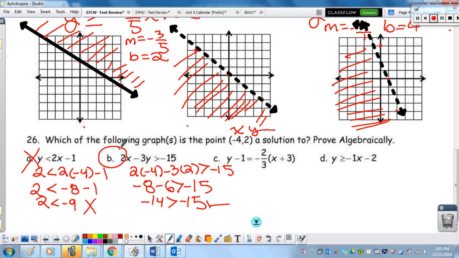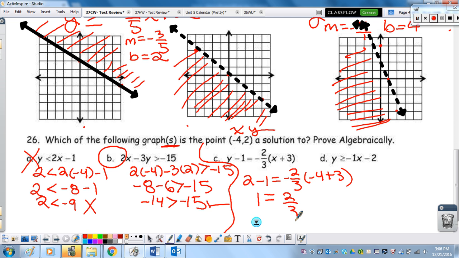Now we cannot just say that we're done because it says which of the following graphs. There could be more than one. So what you gotta do is go on to letter C. Okay? So 2 minus 1 is equal to negative 2 over 3, parentheses negative 4 plus 3. So we substitute it in. So when you get it, 1 is equal to 2/3. Okay. Is that a true statement? So if you solve the right-hand side, you just get 2/3. Okay. Now that is false. 1 does not equal 2/3. It's not an answer. It is not C. We got one more to check.